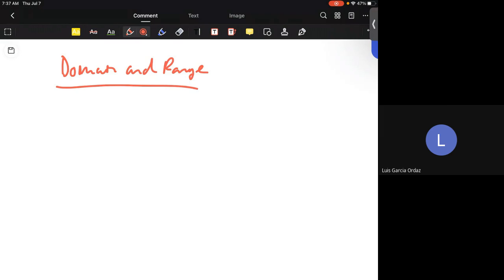Okay, so I'm going to do a small explanation on domain and range because some of you are having trouble with it on the assignment. So my domain always focuses on the x values.